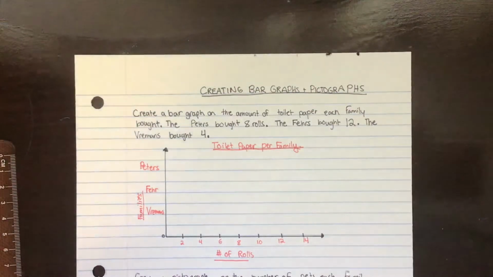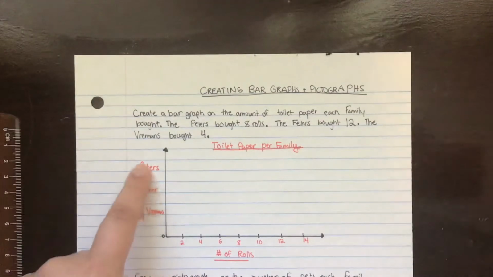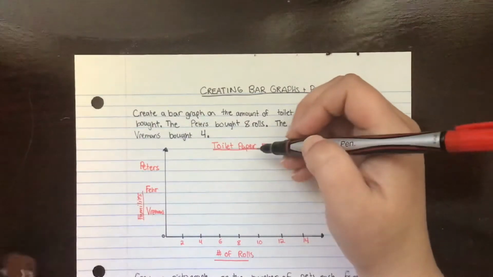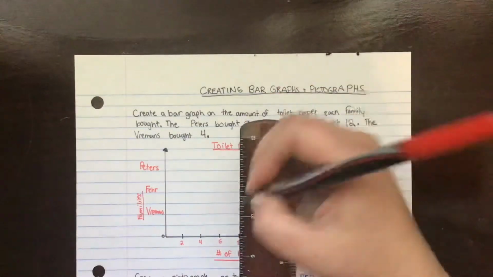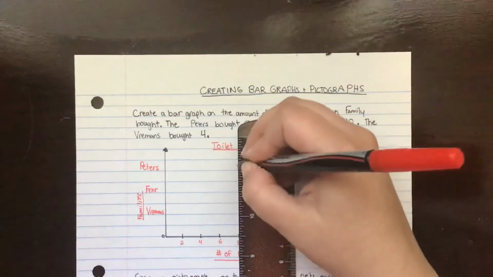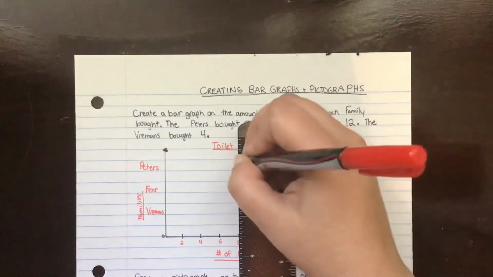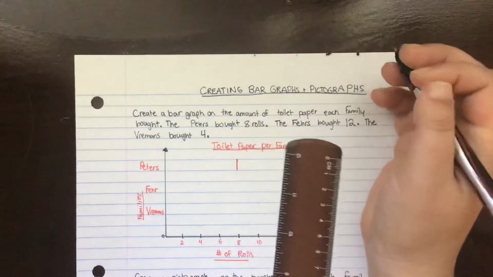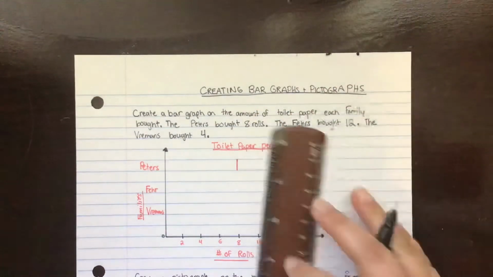And now we need to put down how many toilet paper rolls each family group bought. So we're going to start with the Peters. The Peters bought 8 rolls. So I might use my ruler to help me out. I'm going to go to 8 rolls, and then I'm just going to bring it up. That's where the Peters is, and I'm just going to draw a line where the Peters are, like that. That tells me that they bought 8 rolls.